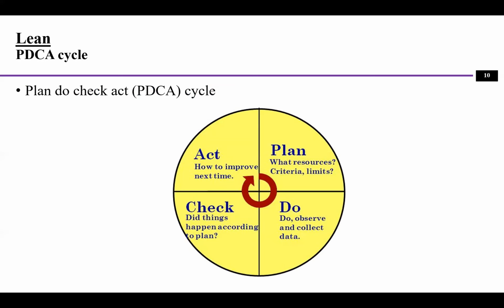For continuous improvement, typically we do this PDCA cycle: plan, do, check, act. Plan means planning out what the resources, criteria, and limits are. Do means observe and collect data. Collecting data means you understand what is happening on your shop floor or to your production quality. And then check if everything is happening according to your plan, and then figure out how to improve it next time. So keep doing this cycle, and this is how you can practice continuous improvement.